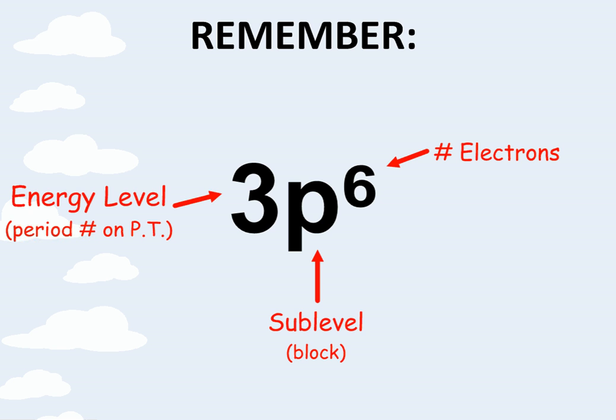I want to go ahead and remind you of what a segment of the electron configuration looks like and what it stands for. The number in front is the energy level, which correlates with the period on the periodic table. The letter is the sublevel or the block letter. And then the exponent is the number of electrons within that sublevel.